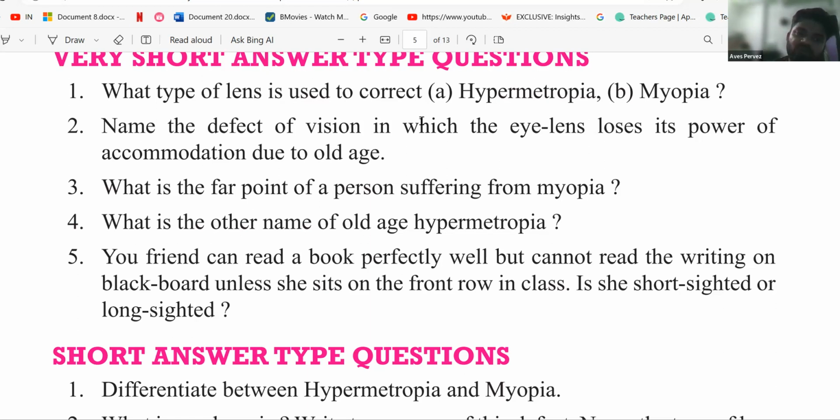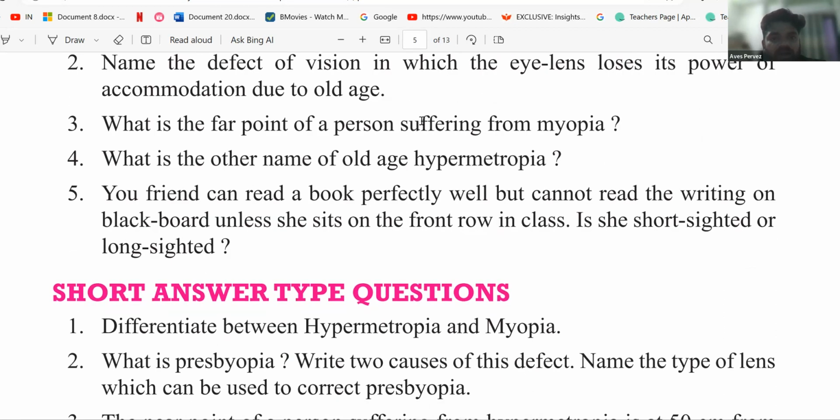Next, what is the name of this? Same question. Your friend can read a book perfectly well, but cannot read the things that are written on the board unless she sits in the front row of the class. Is she having short-sightedness or long-sightedness?